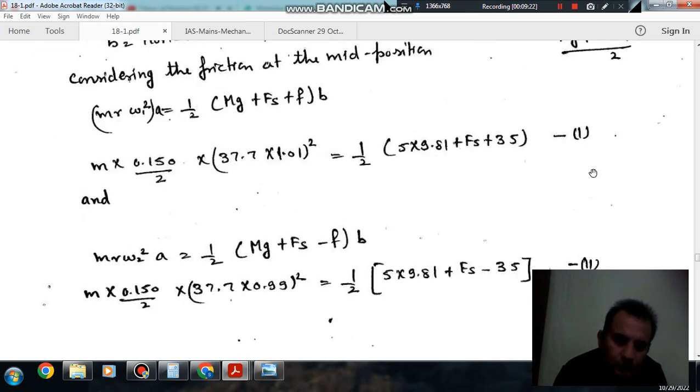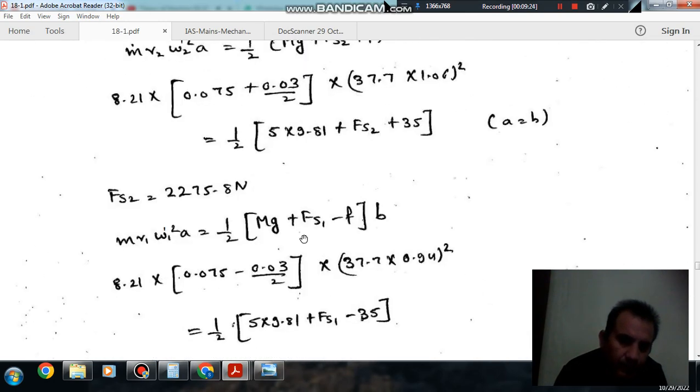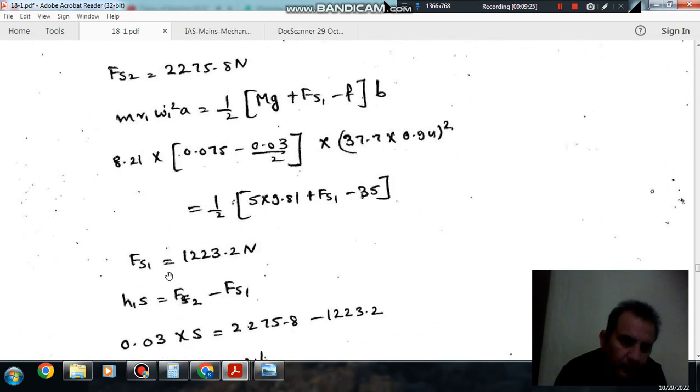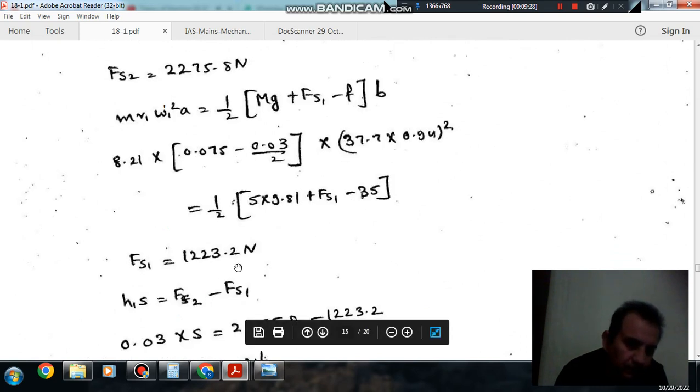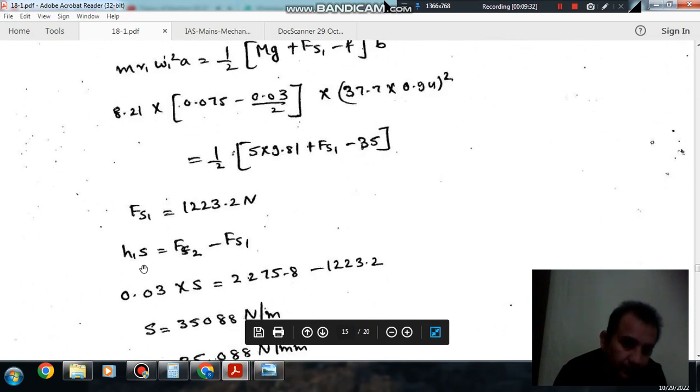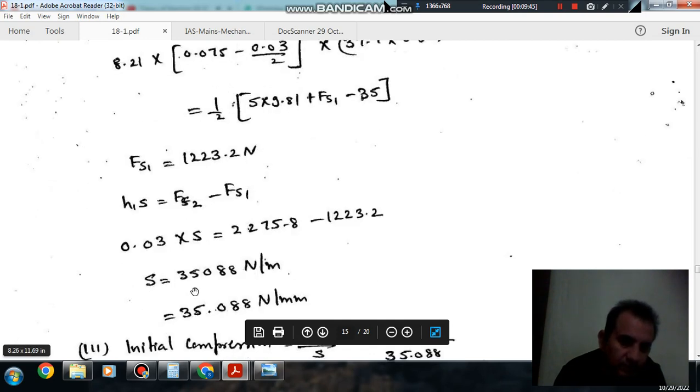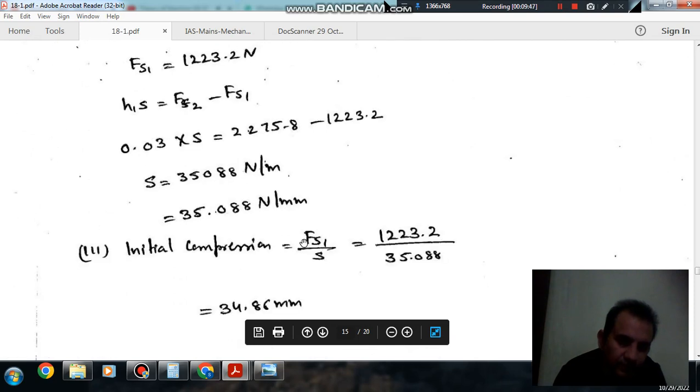Okay, so now this is Fs1, and this is the initial position of the governor also. Okay, and this change in spring force is Fs2 minus Fs1, and H1 into S is your spring force. So S is spring stiffness, H1 is 0.03, so as compared to this, and initial compression is Fs1 by S, so that is 34.86.